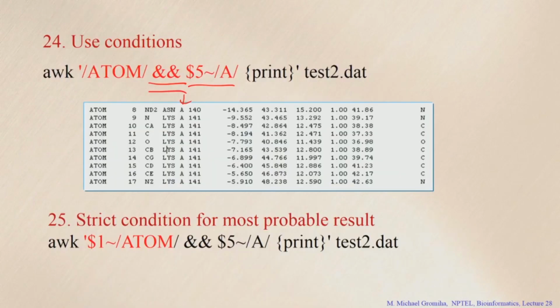So we can give a strict condition: $1 is atom and $5 starts with A, and then you print. It is a very strict condition: $1 should be atom. In this case we will get only atom records, and the fifth column being A means that it is only chain information. If this is the case, definitely you will get the correct result. Then you can get all the atom records without looking at the PDB file. Just give this one command and you will get all the atom coordinates in the PDB file.